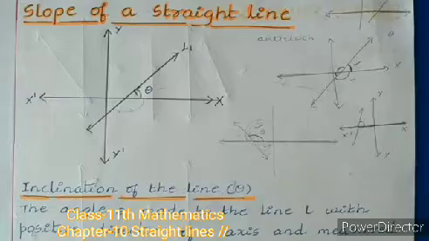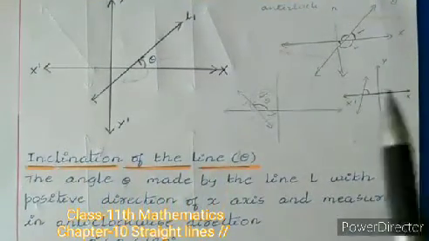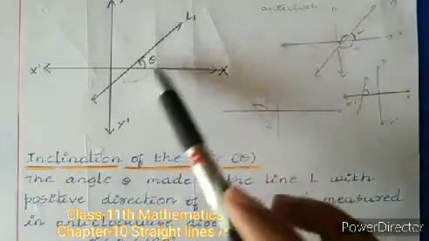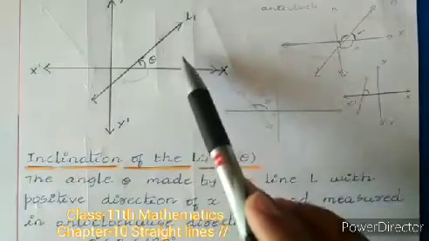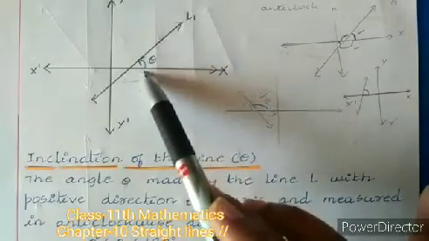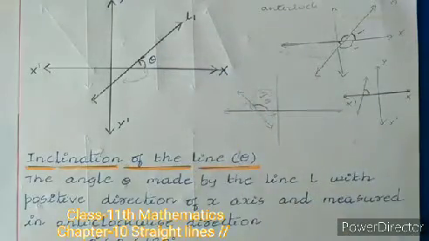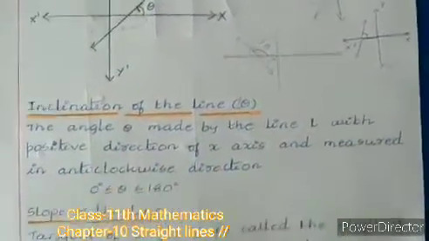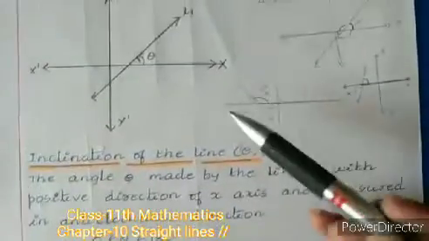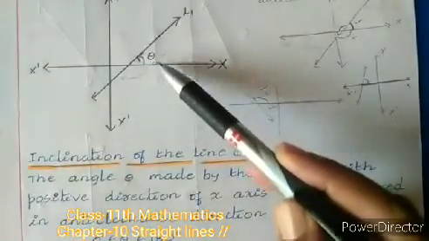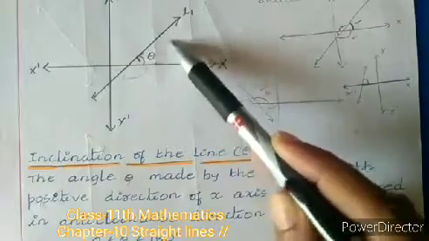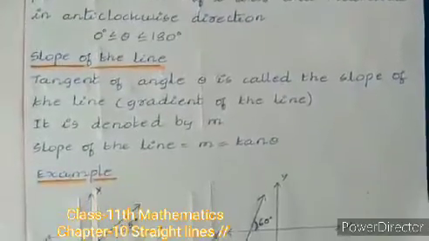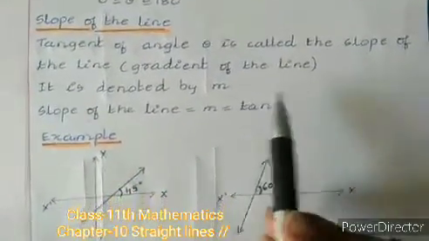So what is the inclination of the line? The inclination of the line is nothing but the angle made by the line with the positive x-axis direction, measured in anti-clockwise direction. In this case, this particular angle is known as theta, and the range of this angle is between 0 and 180 degrees. Now if you find the tangent of this particular angle, then we call that the slope of the line. That is, the tangent of theta is known as the slope of the line, or it is also known as the gradient of the line, and that is denoted by m.